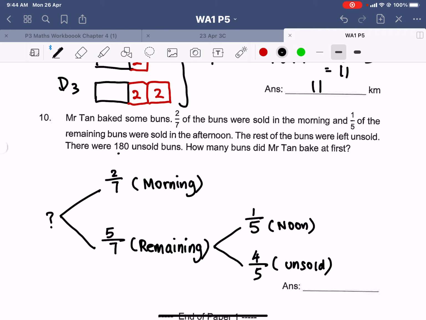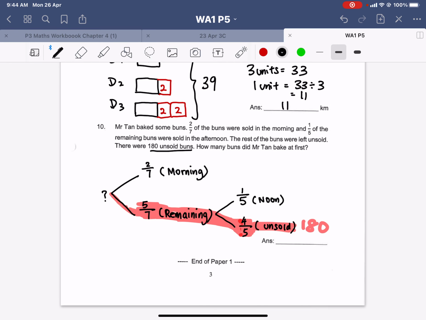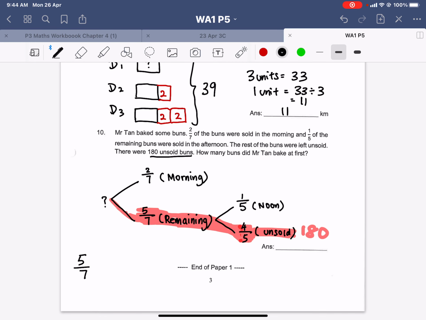Now, they said that there are 180 unsold buns. So this means that this number, unsold, is actually a total of 180. The number is mentioned. Now let's trace the branch back to the source, to the roots. This is the whole entire branch, and this whole branch is involving two fractions, right? 5/7 and 4/5. Remember what we said about branches? Branches are just multiplication. So let's try to multiply these two fractions together.